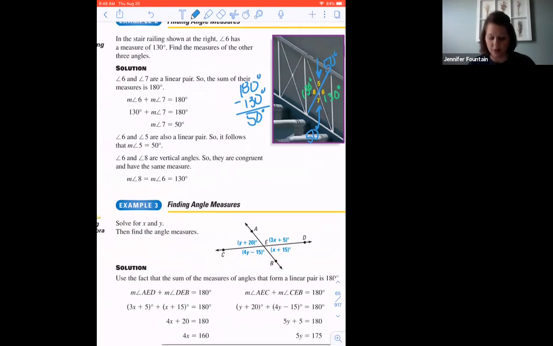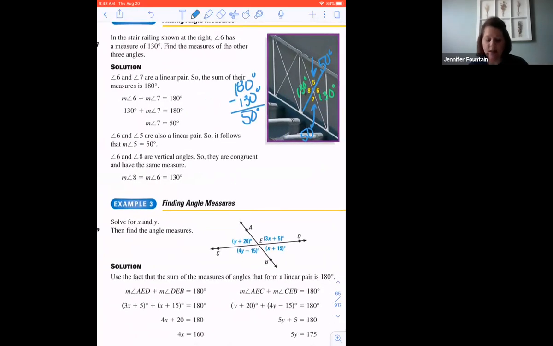So that's what they've shown here. I know that angle 6 and 7 equals 180 degrees. Angle 6 was 130 degrees. My total was 180, so I can subtract to find that it's 50 degrees. And since angle 5 and angle 7 are vertical angles, that means that they are congruent, so both of those will be 50 degrees. And since angle 8 and angle 6 are vertical angles, they are both going to be 130 degrees. Does everybody feel comfortable with that? Vertical angles are congruent.